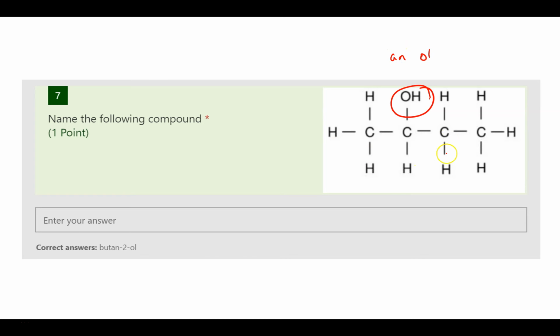and then we add them up. 1, 2, 3, 4. So that makes it a bute. But we will need to number it because the alcohol could be here or it could be here, and it would change the number. So we want the lowest possible. So it becomes butanol. All right.